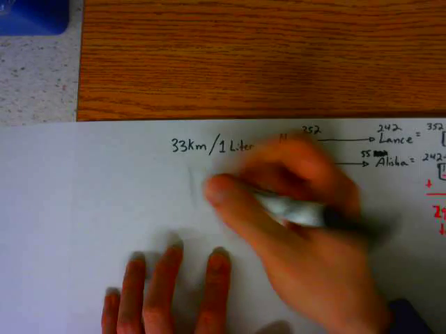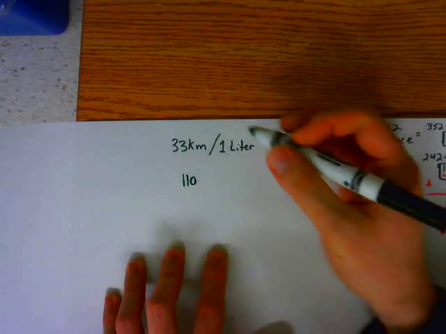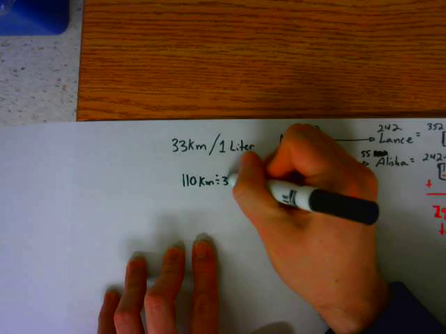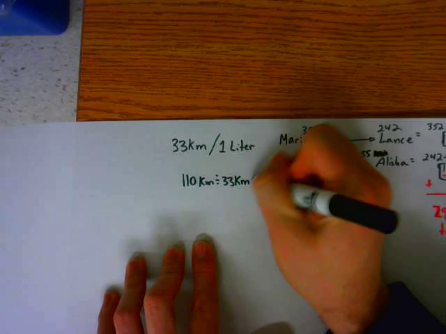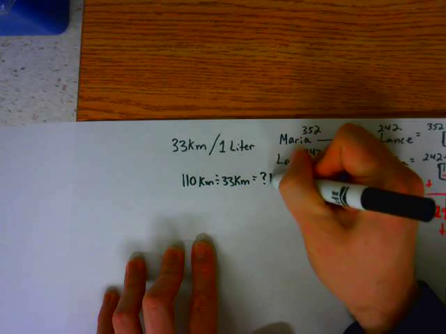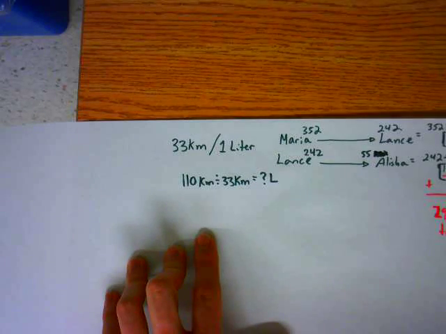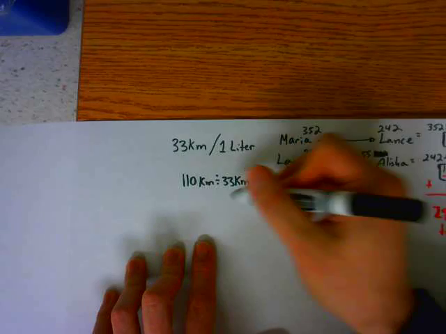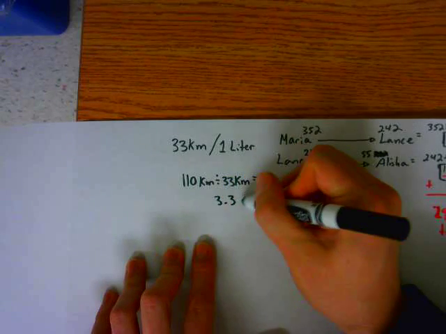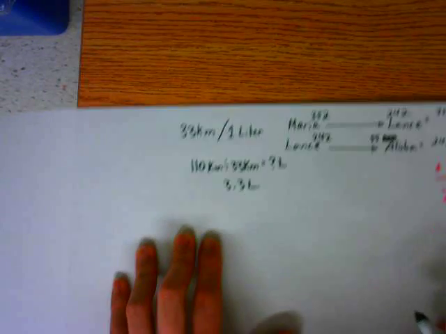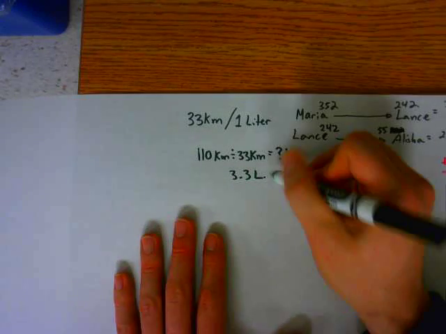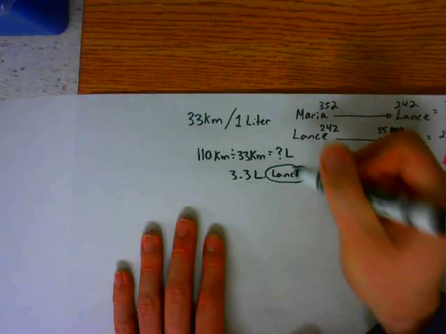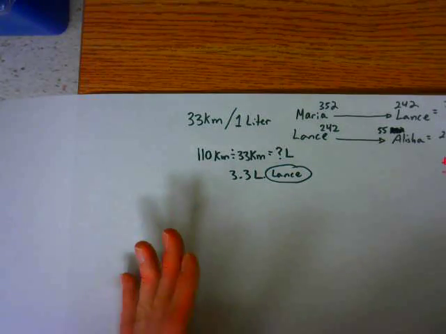So I'm going to take 110, that's how many kilometers we traveled, and I'm going to divide it by every 33 kilometers, and that will tell me how many liters we used. So I type that into the calculator, and that will give me the answer, 3.3 liters. That was the gas used to Lance's house. Circle that there.